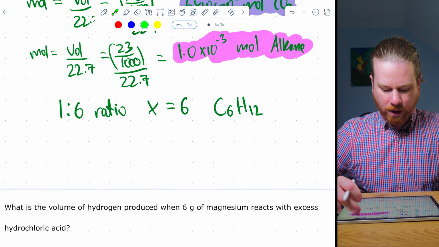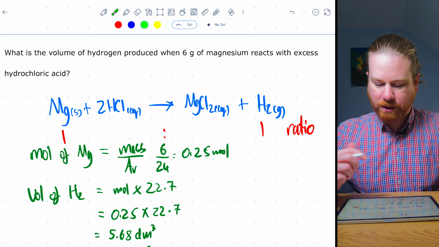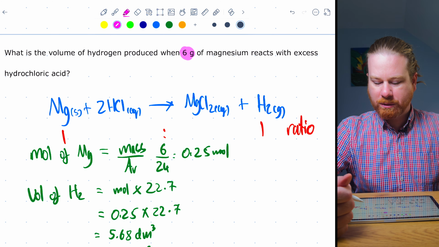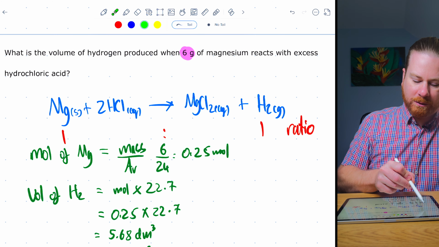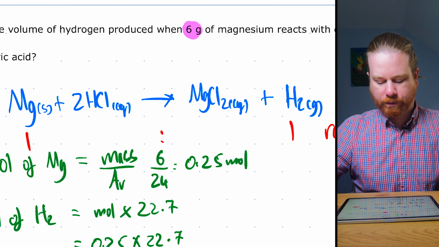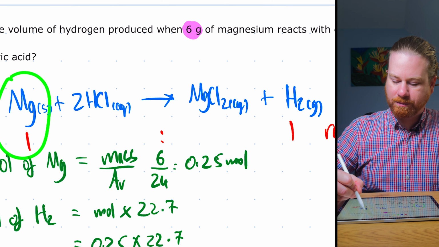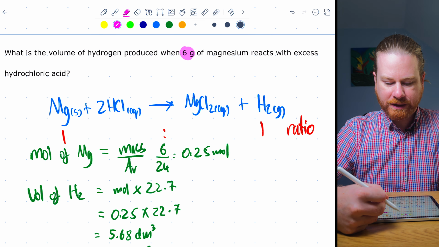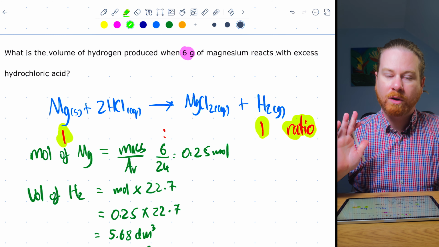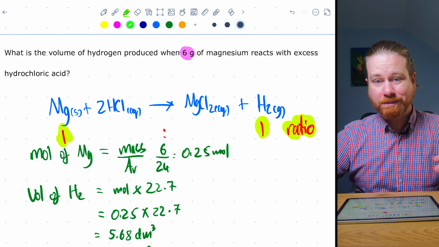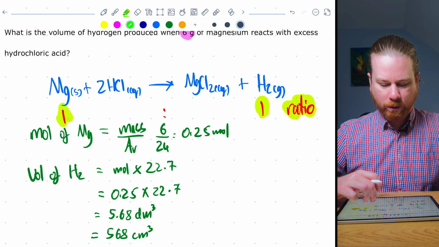Okay, on to our final example. What is the volume of hydrogen produced when 6 grams of magnesium reacts with excess hydrochloric acid? Same as before, we have got our balanced symbol equation here. So why do we need this equation? Because we want to know the ratio between the magnesium and the hydrogen. And we can see that they are in a 1:1 ratio. So once we know the moles of magnesium, we will know the moles of hydrogen. And then once we know the moles of hydrogen, we can convert that to a volume. And that's exactly what we've done here.